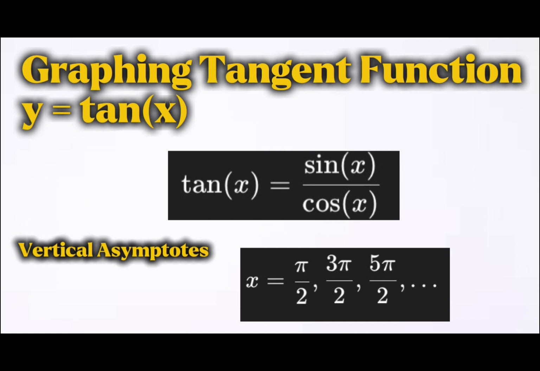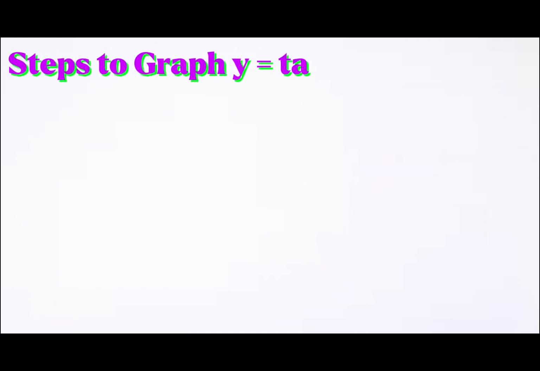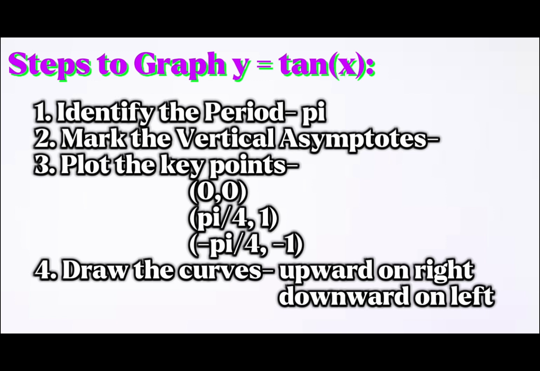To graph y equals tangent x, first you have to identify the period. The period of tangent is pi. This means the pattern repeats every pi units. Second, mark the vertical asymptotes. This occurs at x equal to plus or minus pi over 2, plus or minus 3 pi over 2, and so on.